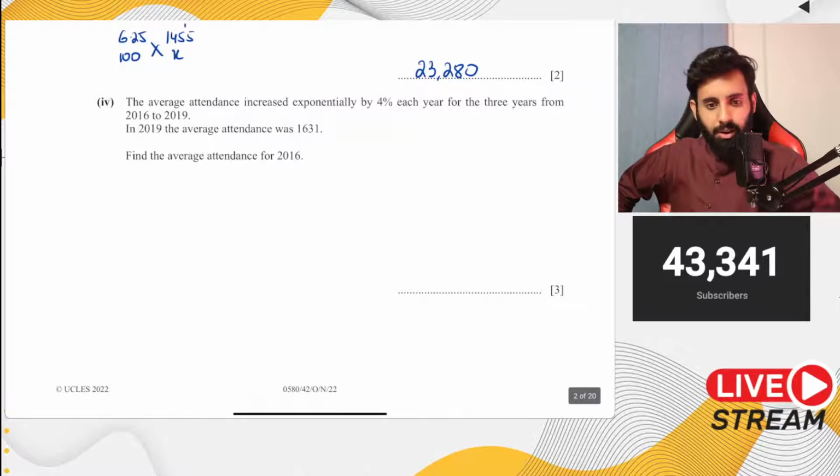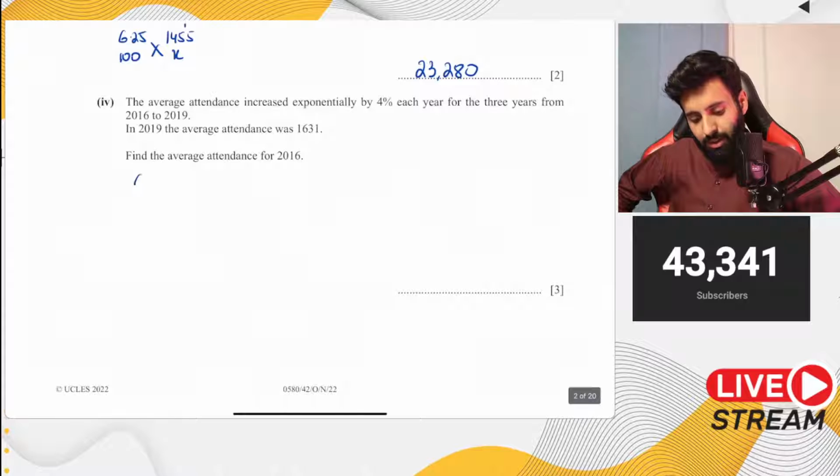So here's part 4. We're still not done with the question, by the way. It says the average attendance increased exponentially by 4% each year for 3 years from 2016 to 2019. In 2019, the average attendance was 1631. Find the average attendance for 2016. So this is like a compound interest type question.